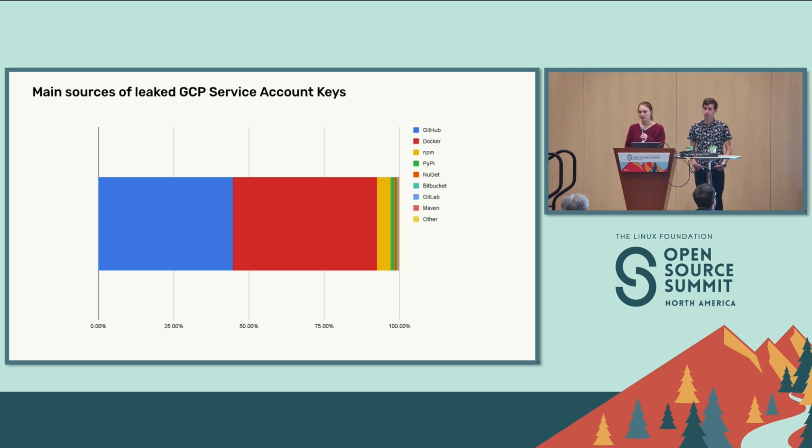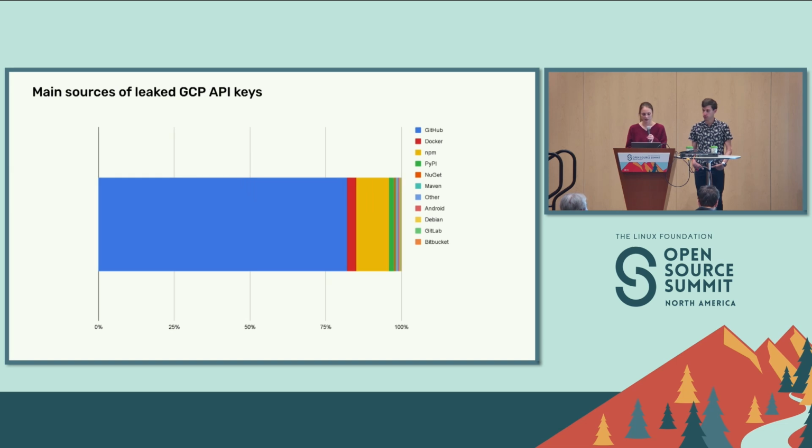But we still do find some valid GCP keys on GitHub, and that could be because GitHub doesn't do historical source code scanning, so an SAK could be published in a repository pre-secret scanning being enabled. Or it could be that the service account key was detected and reported, and the end user decided not to revoke it. Keep this in mind because we also found that the main source of leaked GCP API keys was on GitHub.